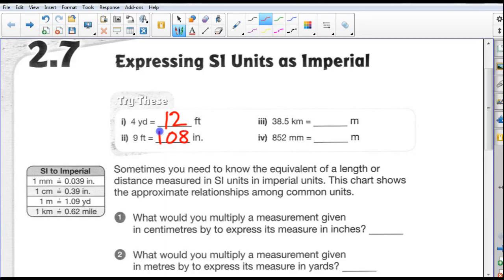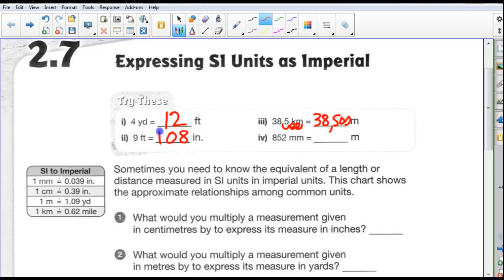Now, we're going to be converting between metric units here. 38.5 kilometers equals how many meters? Well, we know that a kilometer is a larger measurement than a meter, so we're going to have more meters, and because the metric system or the SI system is base 10, all we need to do is move the decimal. So we're converting from a larger unit to a smaller unit. We know we're going to have more meters, so we're going to move the decimal to the right, and we know that there's 1,000 meters in 1 kilometer, so we're going to move it 3 decimal places to the right. So there's 1, 2, 3. We can put in a couple of zeros there.